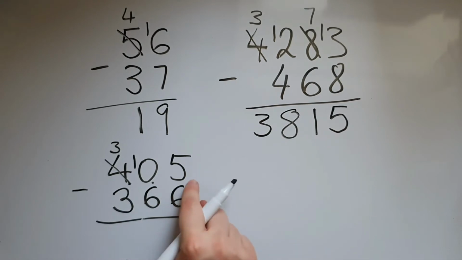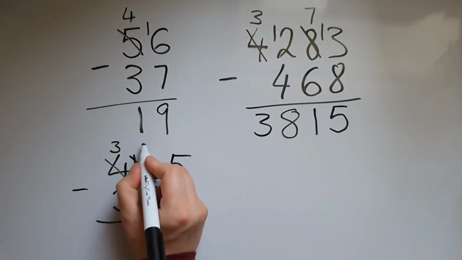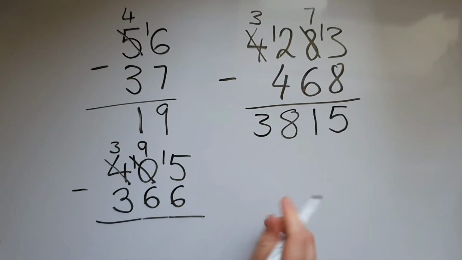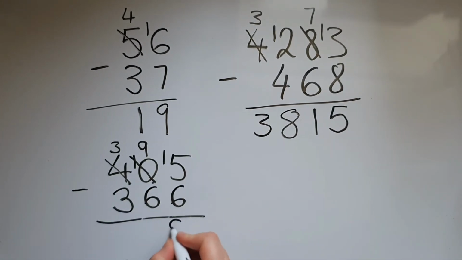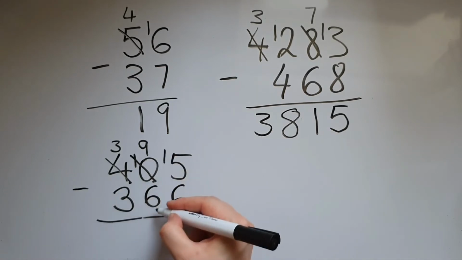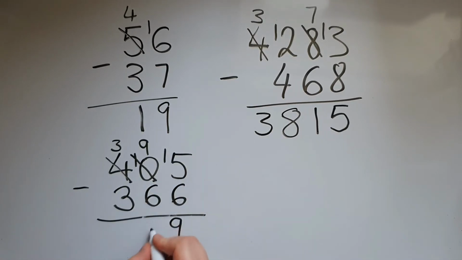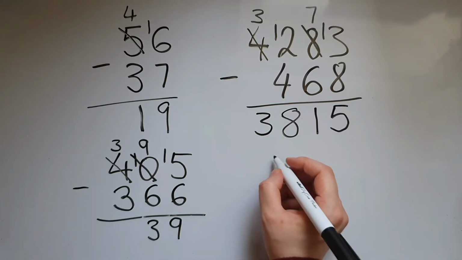Now I can borrow from the tens, which means this becomes 15. Take away the 6 leaves me with 9. 9 take away 6 leaves me with 3. 3 take away 3 leaves me with 0. So 39 would be the answer. Let's try another one.